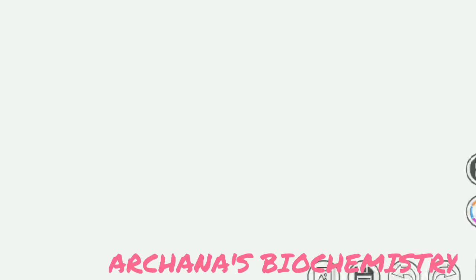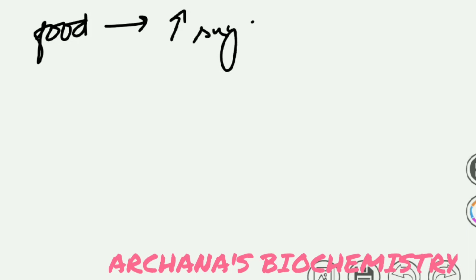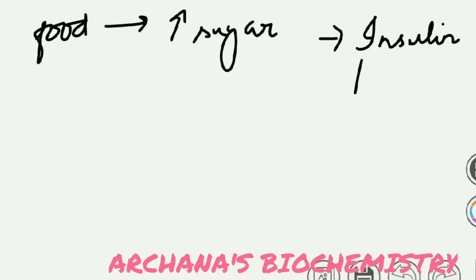Hello friends, today let's see what happens when we eat food. So when we eat food, your blood sugar will be increased. This is controlled by the hormone insulin. How does insulin control your blood sugar? Insulin stimulates your glycolysis.